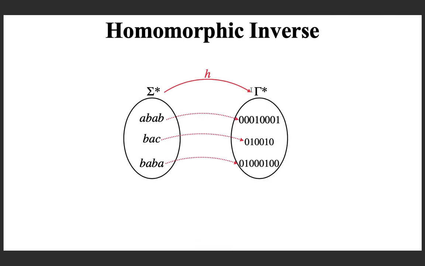To make it simple, suppose you have a homomorphism h from sigma star to gamma star, then h inverse is just the opposite mapping. If AB by h is mapping to this, then h inverse is mapping this back to this, and that's it. So that is homomorphic inverse. And now we will see two important properties of homomorphism.